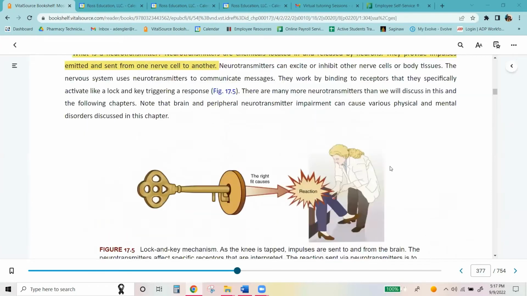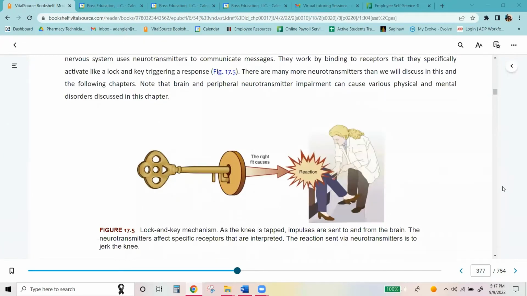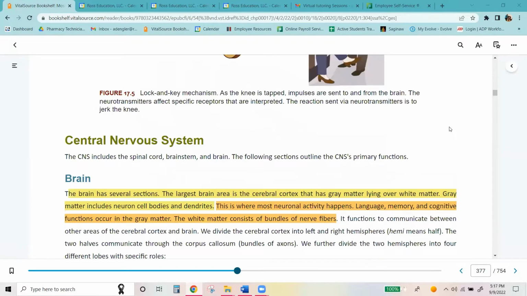And here is a good picture that represents the lock and key mechanism. Like when you go to the doctor and they tap your knee with the little thing, as the knee is tapped, impulses are sent to and from the brain. The neurotransmitters affect specific receptors that are interpreted. The reaction sent via neurotransmitters is to jerk the knee.